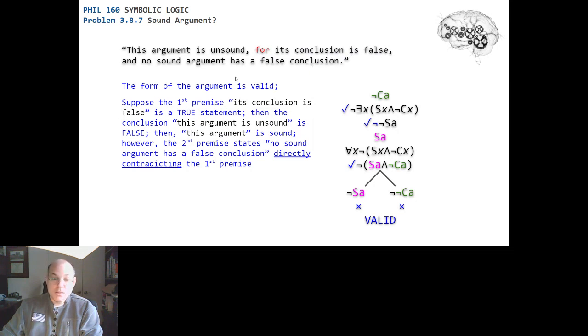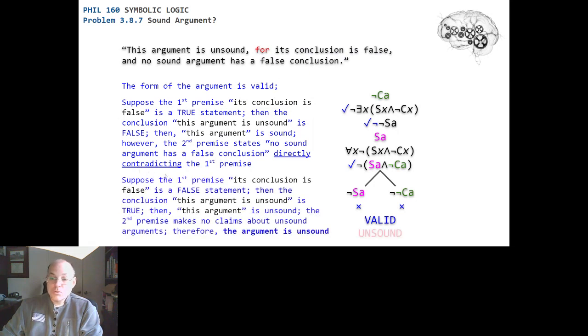So let's look at the other case where we suppose the first premise, its conclusion is false, is a false statement. Then the conclusion, this argument is unsound, would be true, making this argument unsound. And the second premise makes no claims about unsound arguments. Therefore, the argument is unsound.